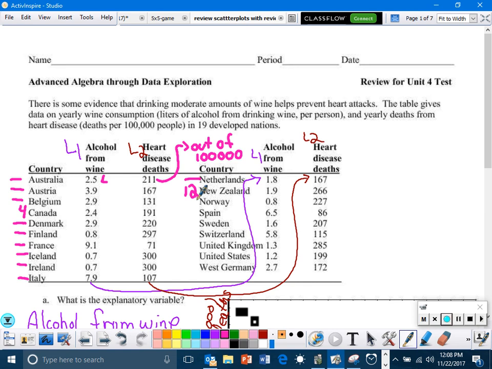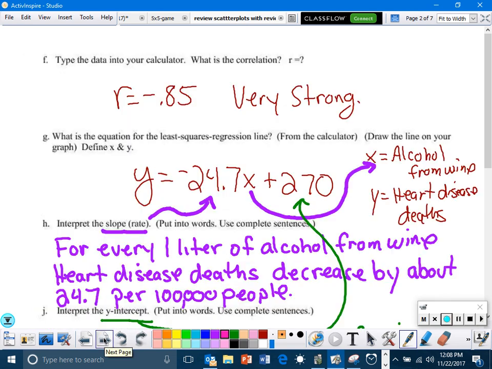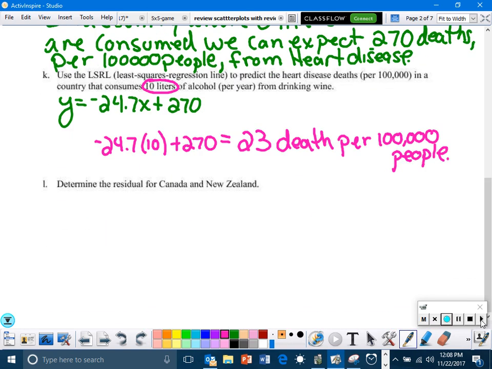All right, let me go back to this page. I'm going to find the residual. And remember what a residual is. The residual is the distance from the line to the dot. If the dot is above the line, it's a positive residual. If the dot is below the line, it is a negative residual.